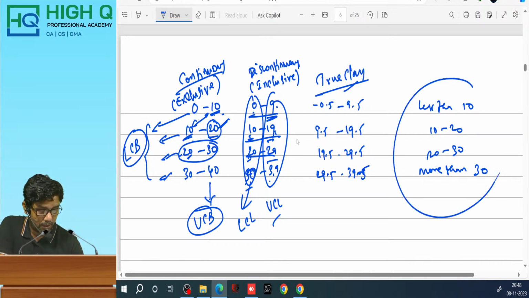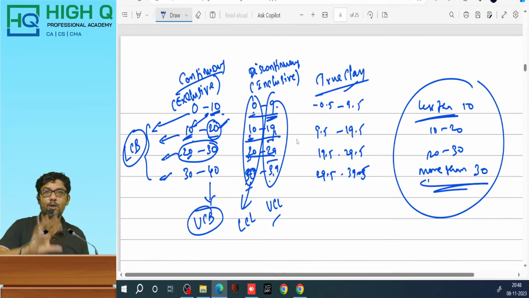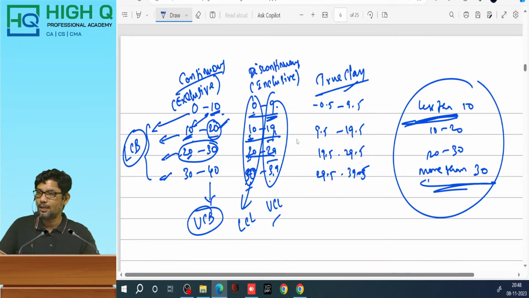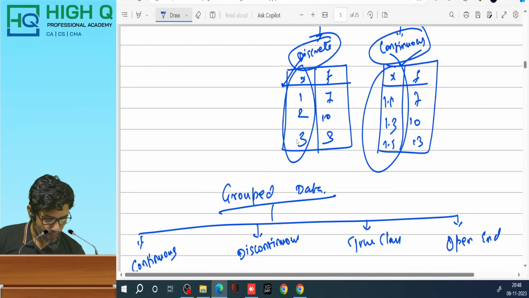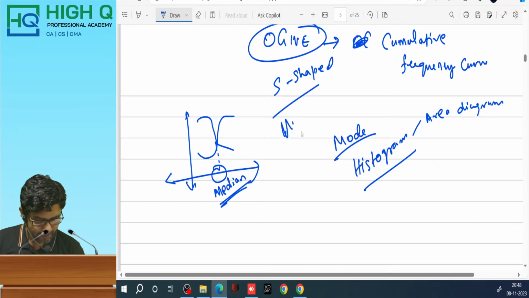Now finally look at this. Less than 10, 10 to 20, 20 to 30, more than 30. Here, I don't know where the class starts, and I don't know where it ends. Both the parts are open. So this is what we call an open end class. Now, when the class is open end, the best average to find out is what, you know? Median.